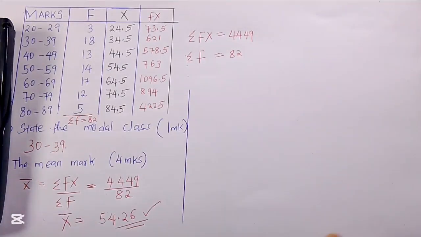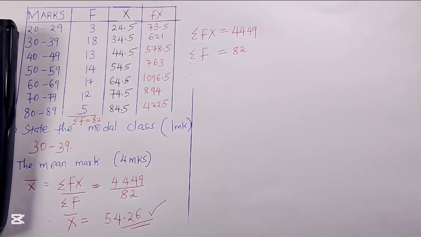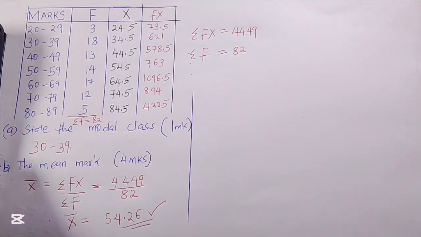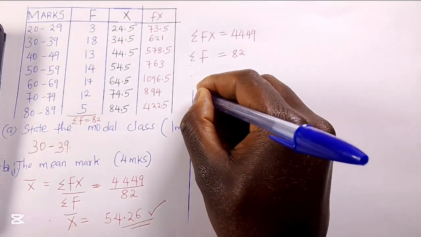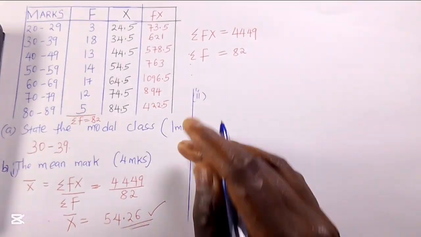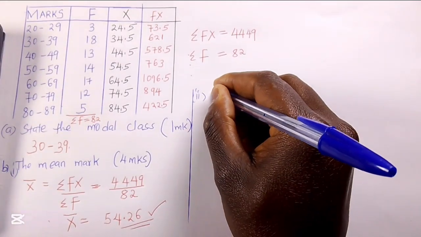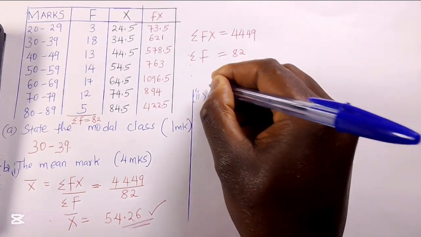The last question is on finding the difference between the median and the mean. So before we find the difference between the median and the mean, we need to find the median. That was on B Roman 1. On B Roman 2, we are told to find the difference between the median and the mean. So next we will find the median.